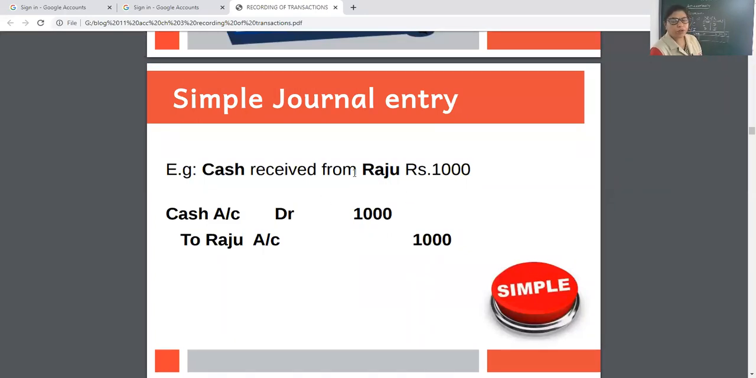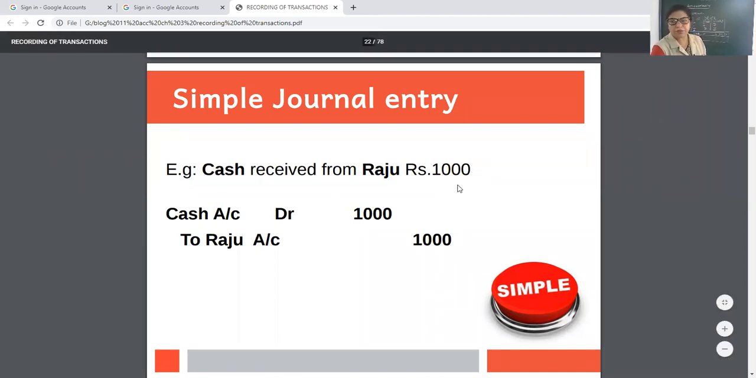Cash received from Raju, rupees 1000. One by one, I'll give you examples. Near about 15 general entries are common. The businessman received cash from Raju, or Amitabh, Abhishek, Shahrukh, anyone. It may be 1,000, 1 lakh, or 1 crore. Various amounts are there, depending on the size of the business. What I am going to tell you now is the basic general entry.